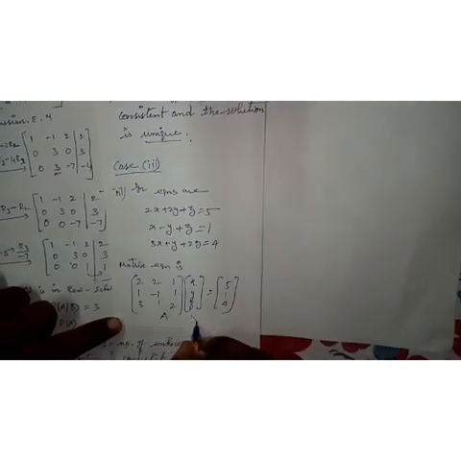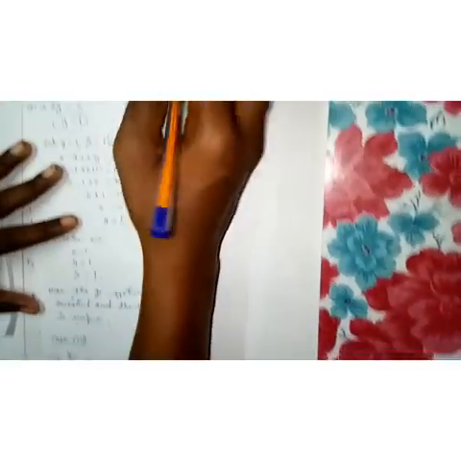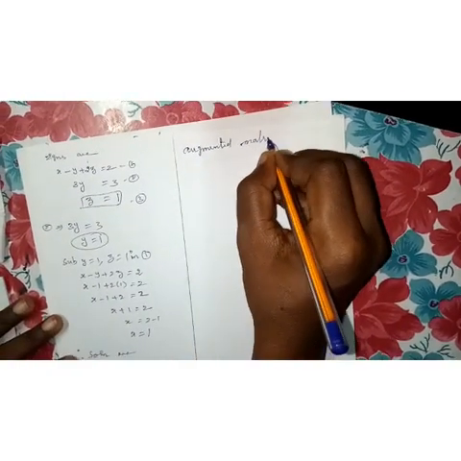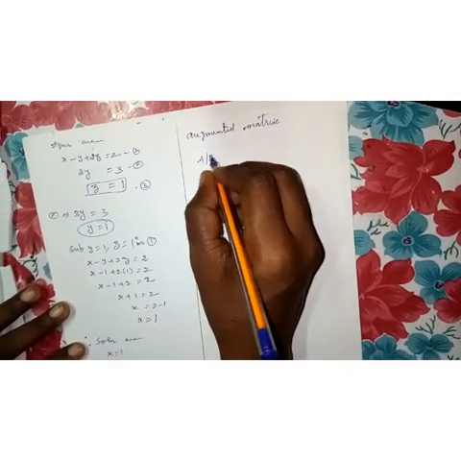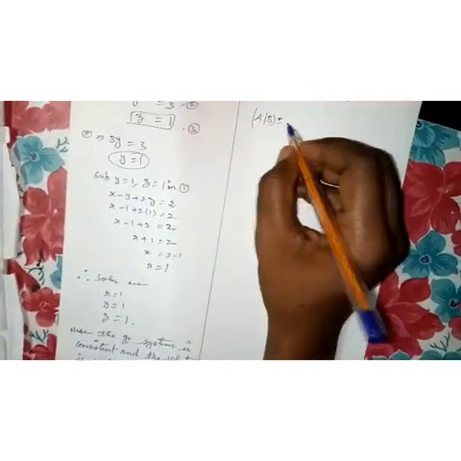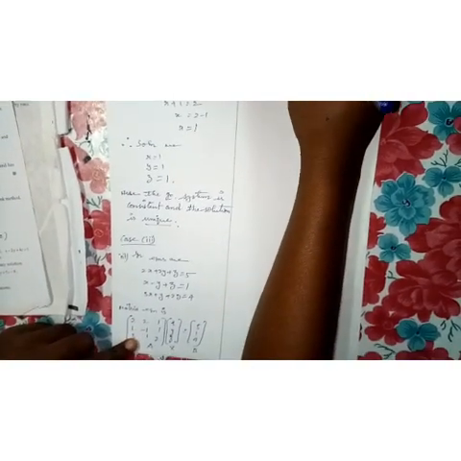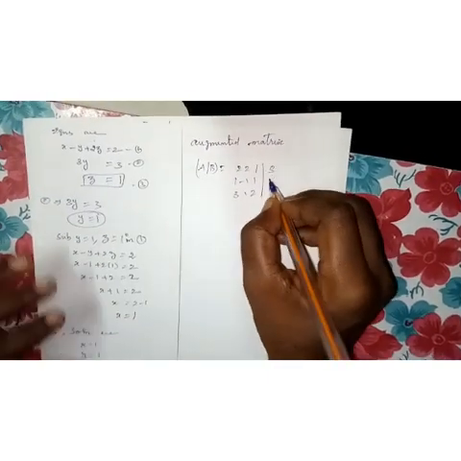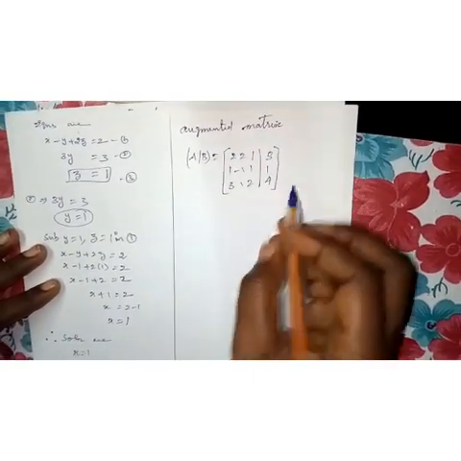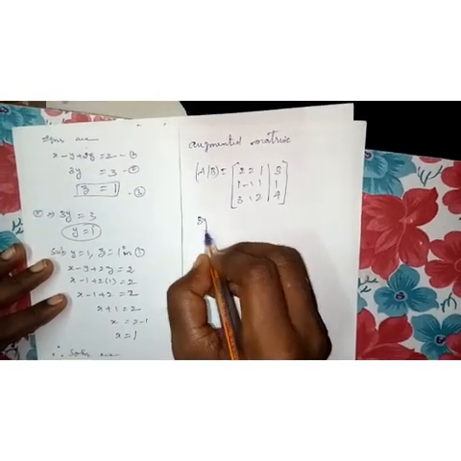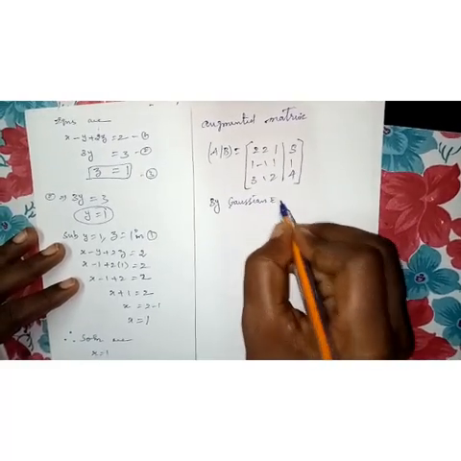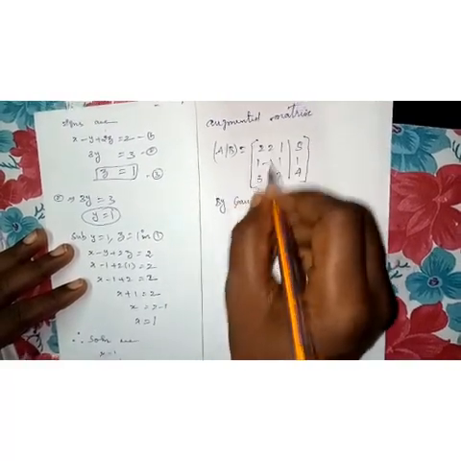That is AX = B. After writing the matrix equation, we write the augmented matrix, which combines A and B. So [A|B] is [2 2 1 | 5; 1 -1 1 | 1; 3 1 2 | 4]. Now we use the Gauss elimination method.